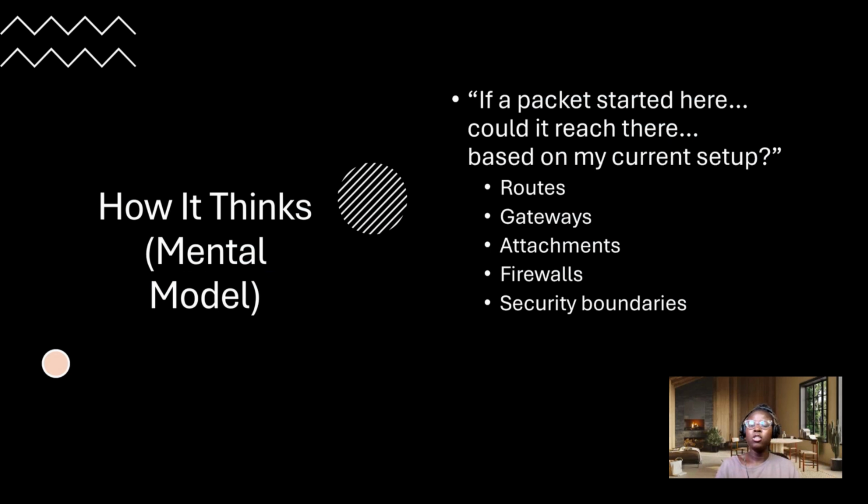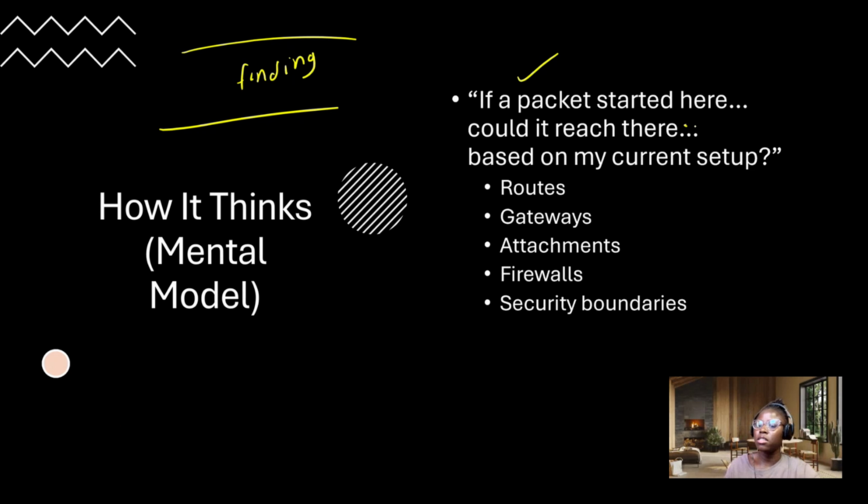If we go a little bit into the mental model of this, the Network Access Analyzer mentally walks a packet through your architecture and checks if a valid path exists. If it does, you're going to get a finding that a valid path exists through our architecture. So if a packet started at this point, could it reach the second point, based on my current setup, my routes, my gateways, attachments, firewalls, and any security boundaries? That is just an introduction of the Network Access Analyzer.